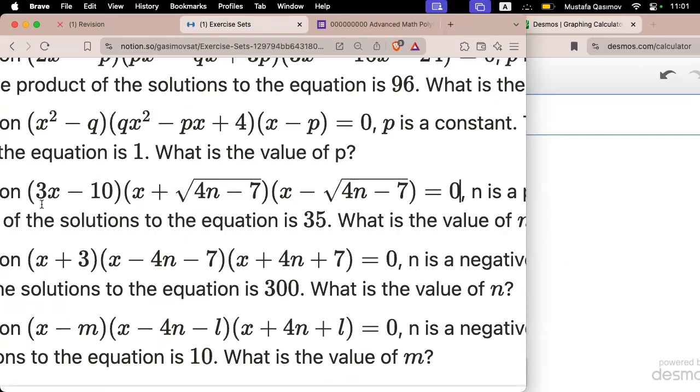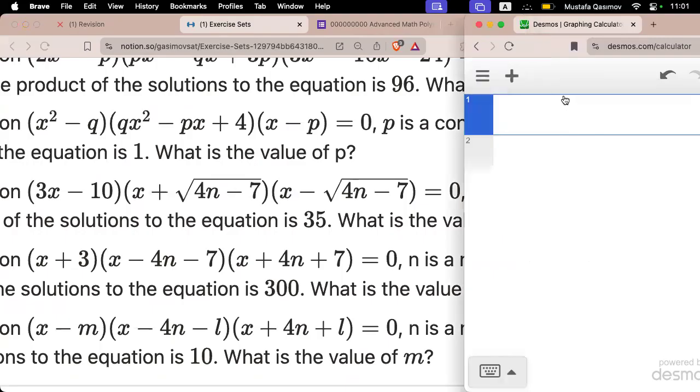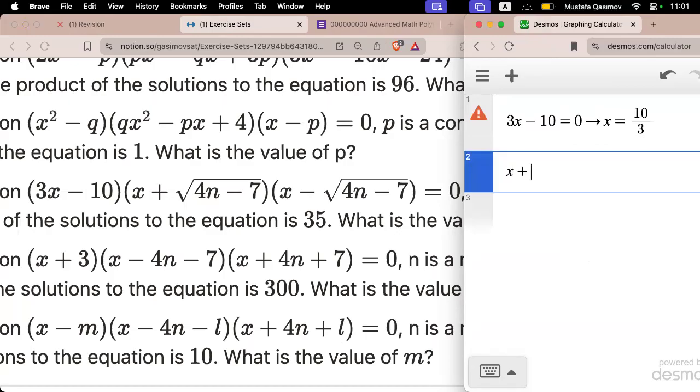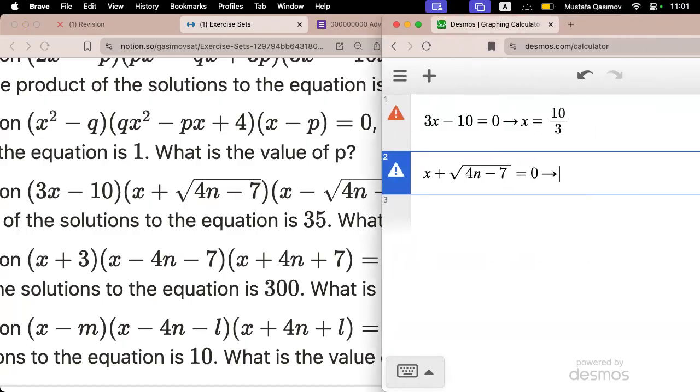Okay, you have an equation like that. If you open it, you will get a cubic equation. We don't have cubic equations most of the time in the SAT exam. And we don't know how to solve a cubic equation just using Desmos or Viet. So that's why you have to make the factors separately equal to 0. 3x minus 10 is equal to 0. You will get x is equal to 10 over 3, right? x plus square root of 4n minus 7 is equal to 0. You will get x is equal to negative square root of 4n minus 7.